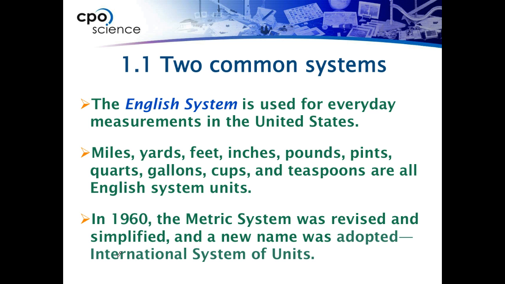The metric system, which was revised and simplified back in the 1960s, but it's been around for quite a while, was adopted as an international system of units because we need to have consistency. And if you want to look up an interesting article, read about the Mars orbiter, and there's a very expensive error that took place due to the differences.